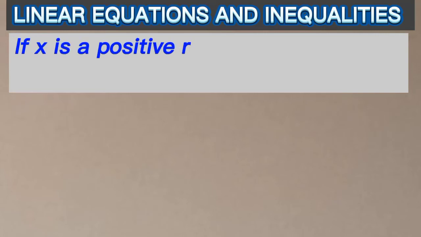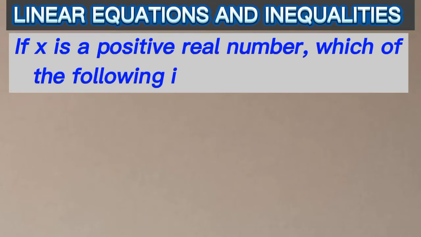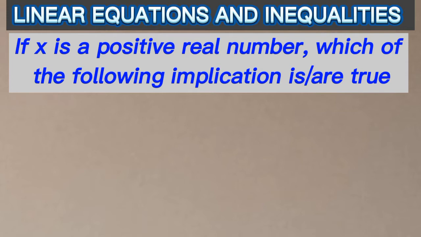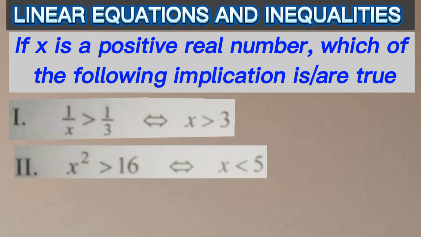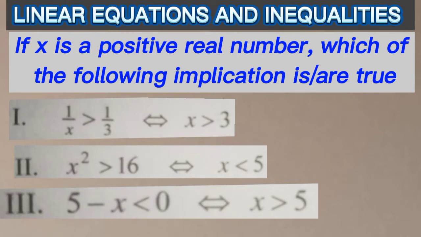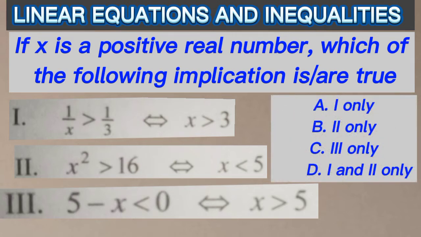If x is a positive real number, which of the following implications is or are true? I. 1 divided by x is greater than 1 divided by 3, where x is always greater than 3. II. x squared is greater than 16, where x is always less than 5. III. 5 minus x is less than 0, where x is always greater than 5. Which of them do you think is correct? Is it A, B, C, or D?